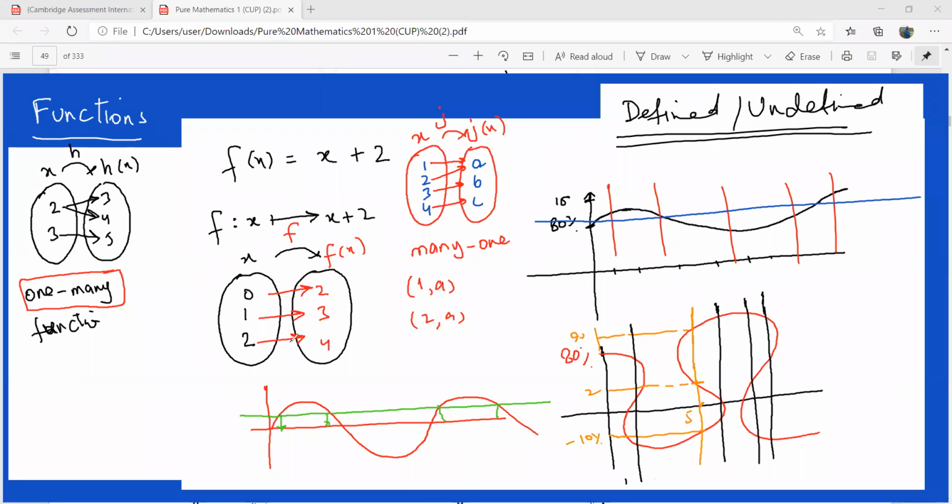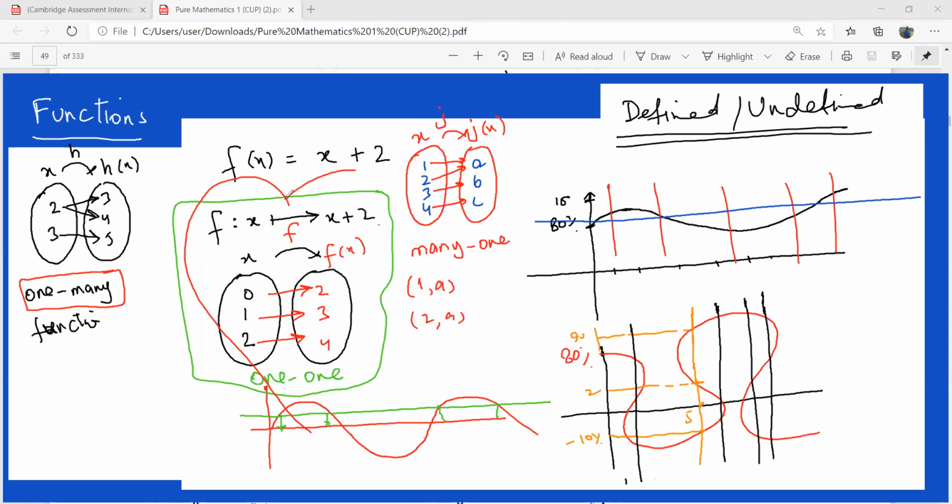Look at the example in the middle. This is called the one-to-one function. This is the most favorite function for us in our syllabus, okay? So we would always be looking for a one-to-one function. In fact, I should draw a heart around it. There are many reasons for that. You will come to that.